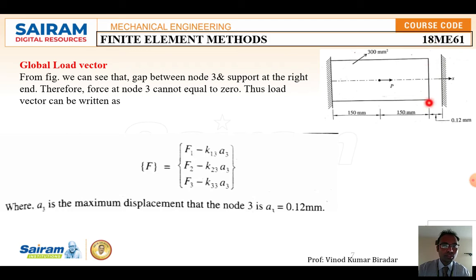So force 3 cannot be equal to 0, because here some distance is there. Thus the load vector can be written like that. How many forces will be there? F1, F2, F3 minus K13, K23 and K33. Look at this, it is a 3 into 3 matrix.